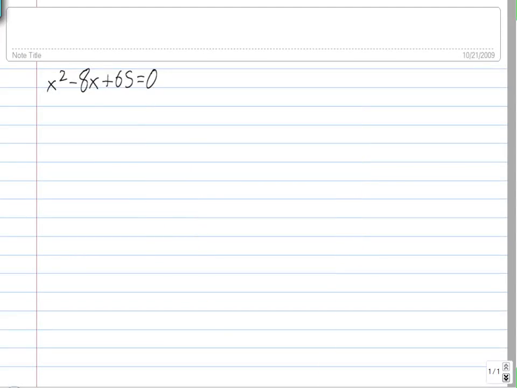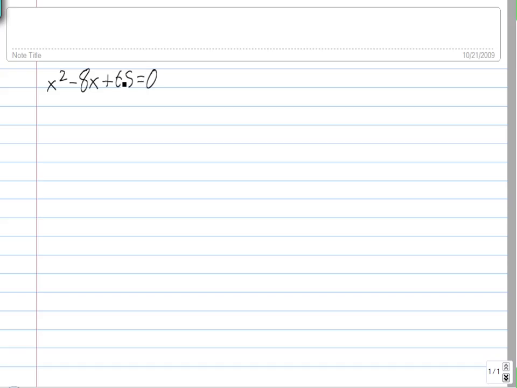On number 8, we're given this equation, x squared minus 8x plus 65 equals 0, and we're asked to solve it with complex numbers in our answer. So we could solve this by either completing the square or using the quadratic formula. I'll do it by completing the square since that's a little bit harder and you guys would probably want to see that method done.